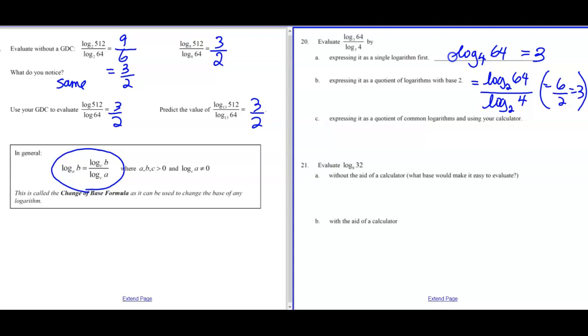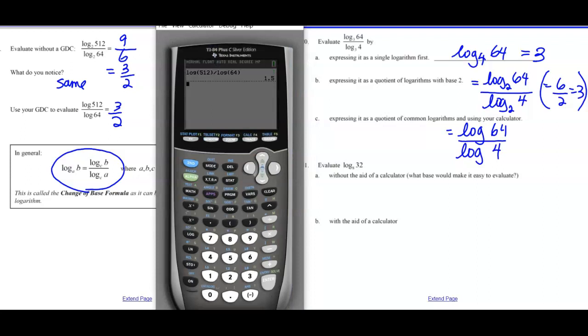And then express as a quotient of common logs. This would be for those of you that don't have the opportunity to do another base on your calculator. And if you check that on your calculator.